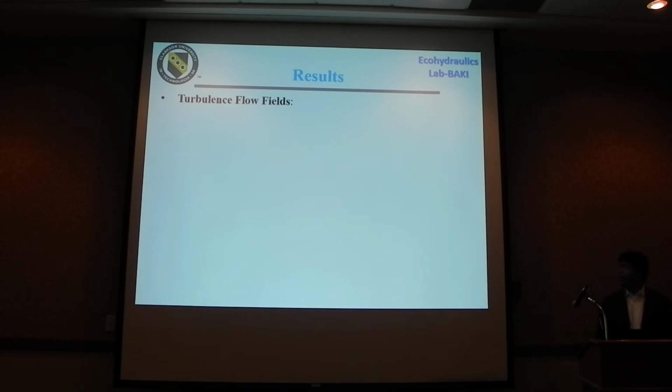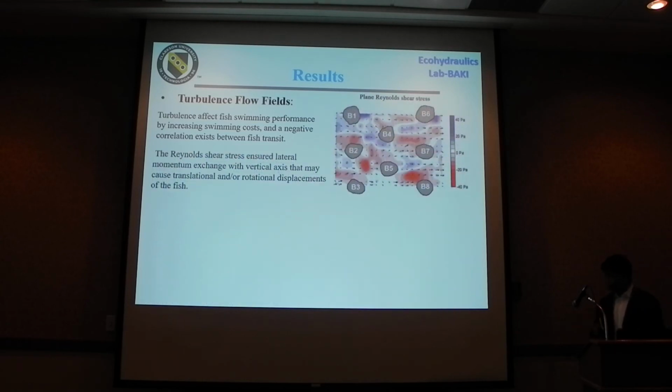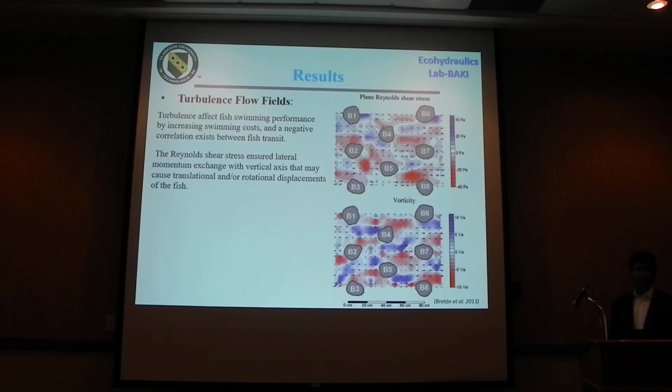In a similar way, we also investigated lots of turbulence parameters. And turbulence has a real impact on the fish swimming capabilities and fish suitability, and also the stability of fish. From that perspective, we consider lots of parameters to investigate in here, but one of the most important parameters is the vorticity.